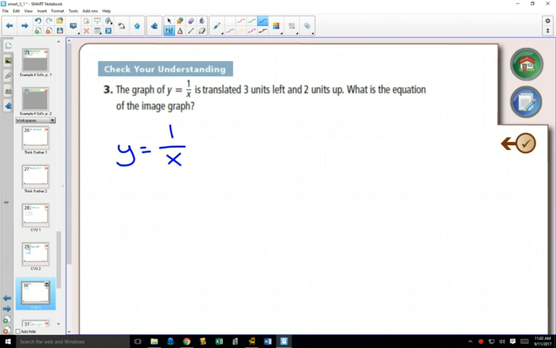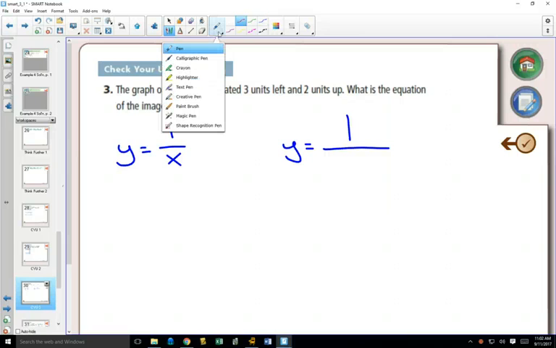So for this one, to go directly to the answer, that 3 units to the left will happen where the x is.